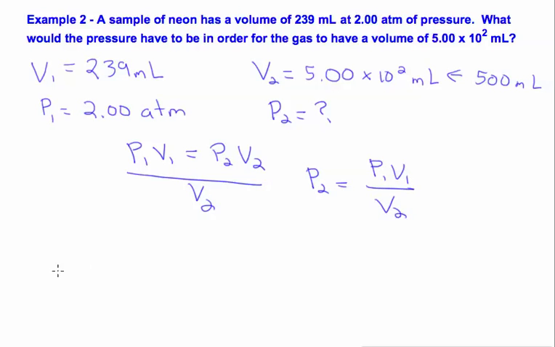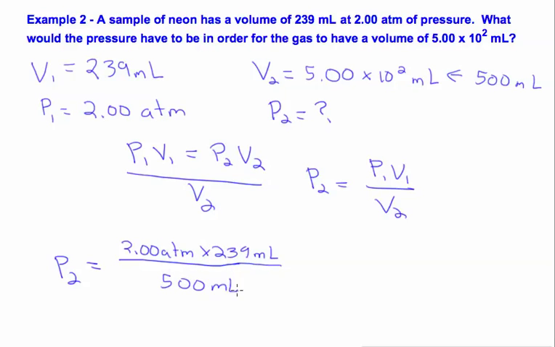Again, you don't have to show me that part. You do have to show me the rest of this. We plug our numbers into our equation. And we can see our milliliters cancels out, giving us atmospheres, which is good because that's pressure. And now we can do 2 times 239 divided by 500. And your calculator should say 0.956.